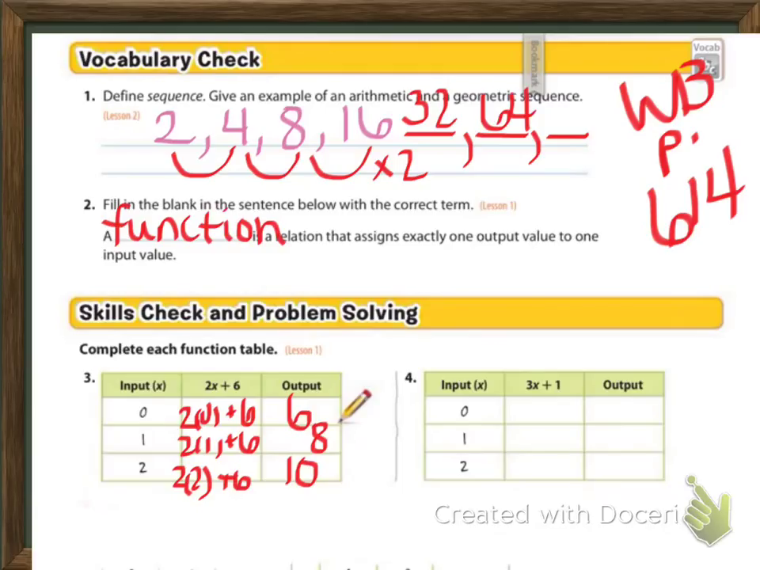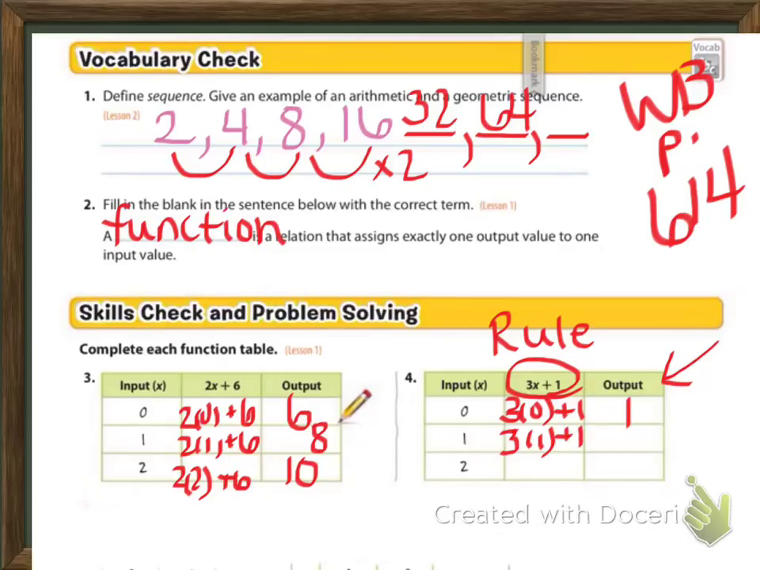All right, again, I have to complete the function table. I have the inputs given to me. I have the function rule given to me. All I need to do is complete the output column. So again, I'm going to substitute, and you should be showing me each step that you are substituting. Multiply by 0. 0 plus 1 is 1. Nice, easy numbers. Not a hard rule to follow.